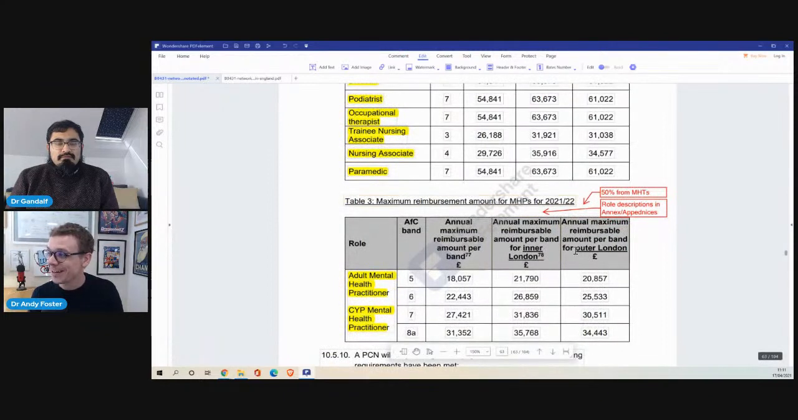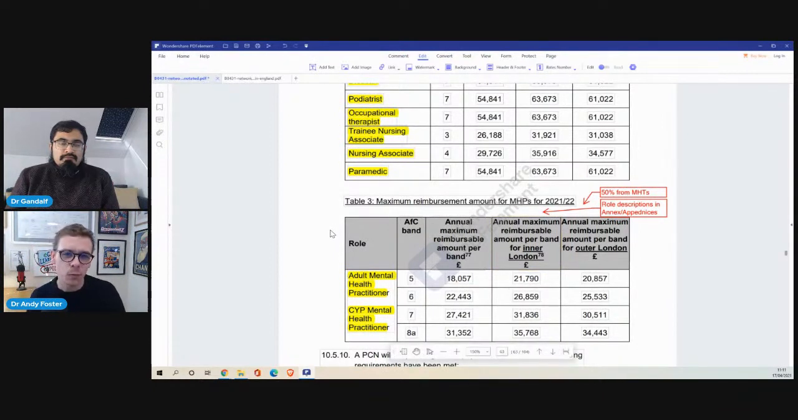So the big change here is that rather than being 100% reimbursed to the primary care network to fund the payment of that individual, it's now 50% reimbursed, with 50% coming via a suitable organisation, most likely the local mental health trust, or I think that would be the case in our area.